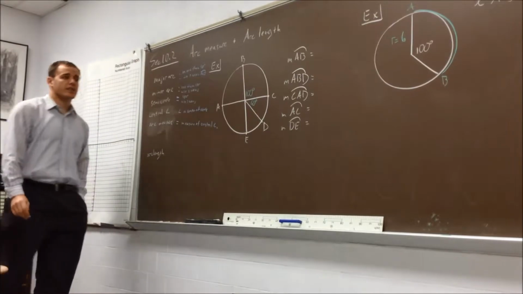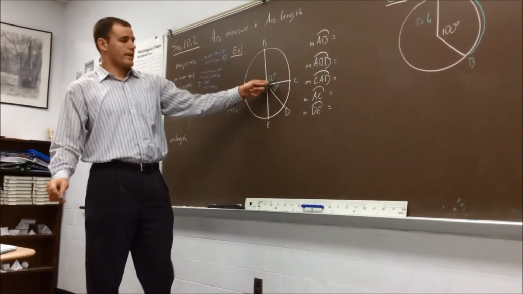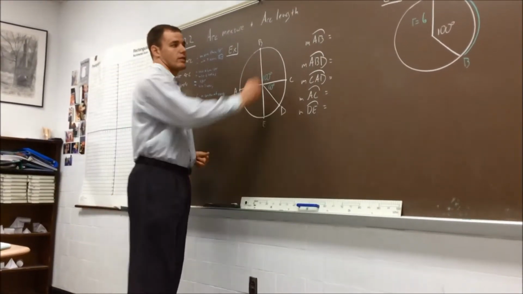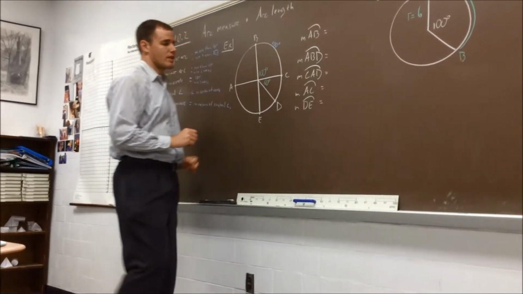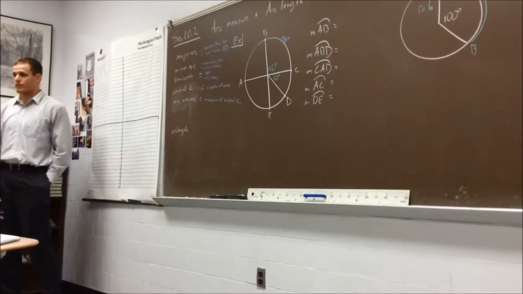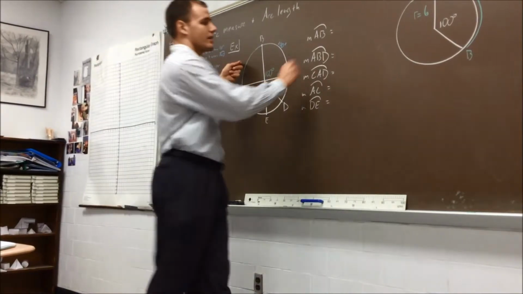All right, how much is arc BC? Well, the measure of the arc is equal to the measure of the central angle, so that's going to be 100 degrees. Arc BC is 100 degrees. How much is arc AB? 80, correct. It's going to be 80 degrees.